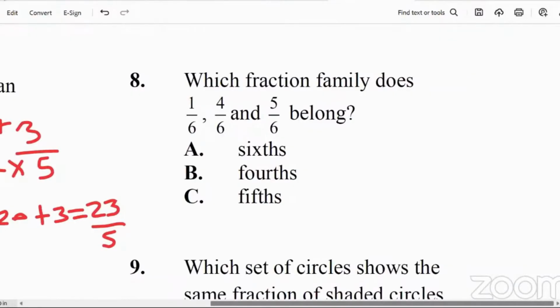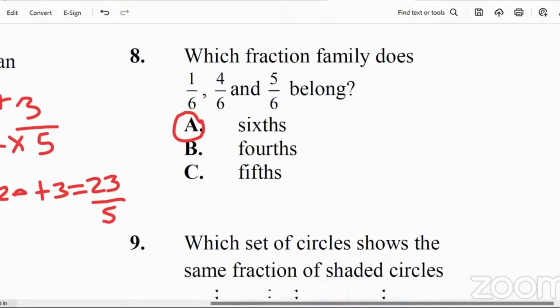All right, so question 8 says, which fraction family do 1/6, 4/6, and 5/6 belong to? Okay, does it belong to the 6th, 4th, or the 5th? Okay, so we're going to be looking at the denominator, and the common denominator there is the number 6. So these fractions, they all belong to the 6th, okay? So 1/6, 4/6, and 5/6. So they belong to the fraction family 6th, okay? So the answer is A.